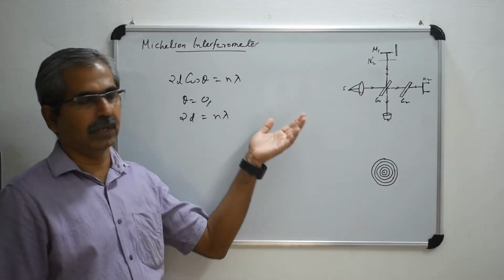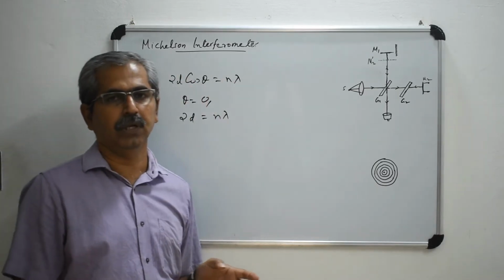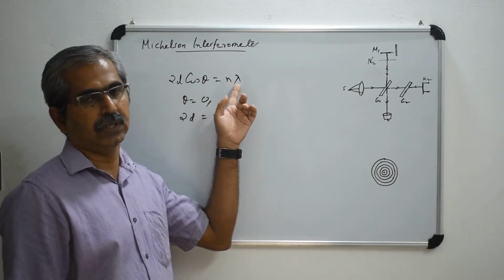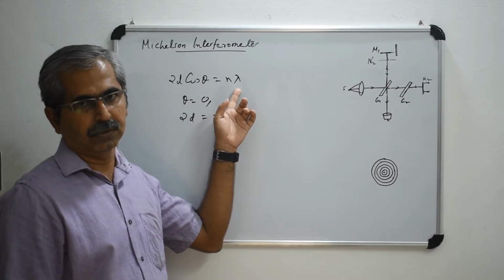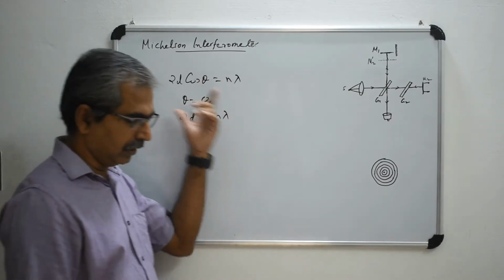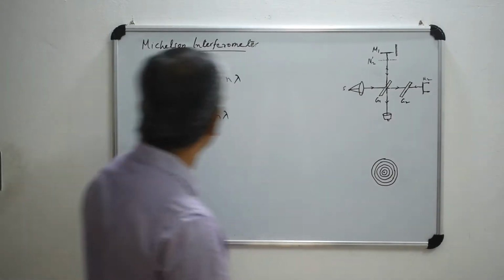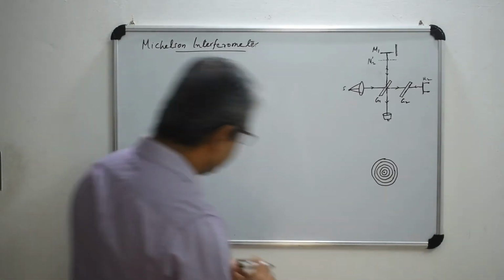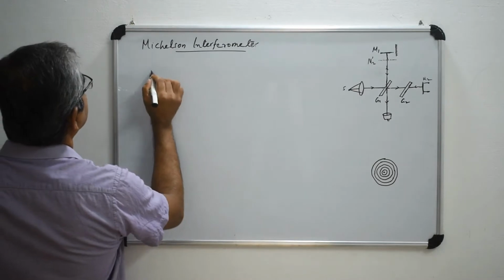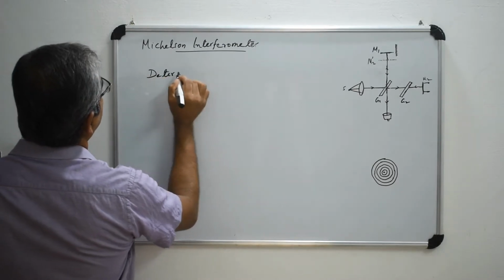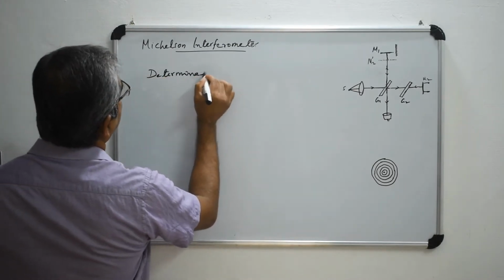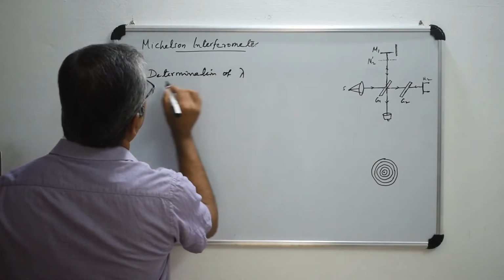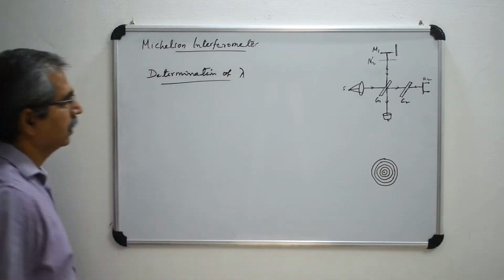I already told you we can use the Michelson interferometer for measuring the wavelength of the light that is used, that is, lambda can be found out. That is one of the applications, so we will start with that one. Determination of lambda.